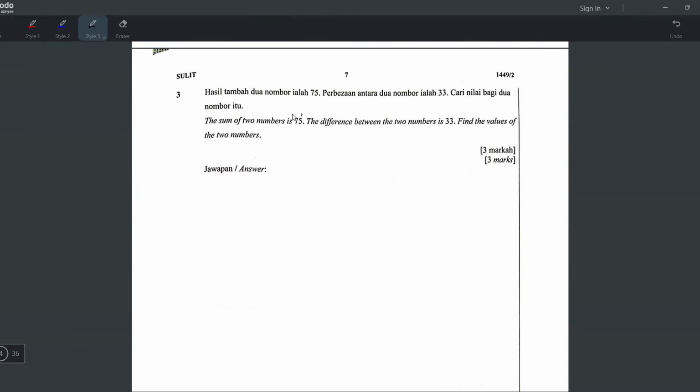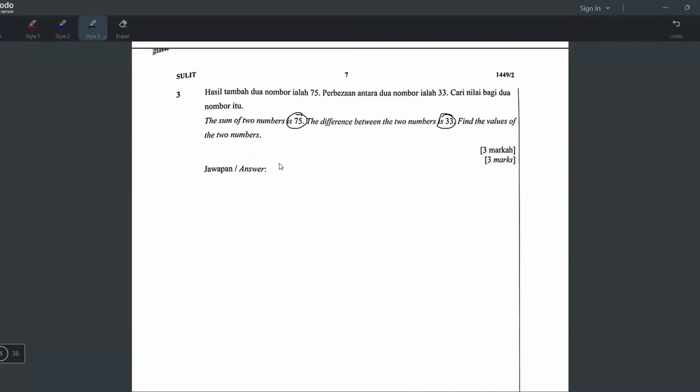Okay, let's read. The sum of two numbers is 75. The difference between the two numbers is 33. Find values of two numbers. Okay, yeah, it's definitely simultaneous. But you have to write the two equation first. And what I will do is I will let the two numbers be x, y first. Yeah, you have to let become x, y first. Because then only it will be easy for me to write the equation.